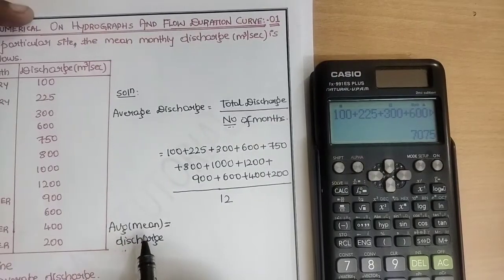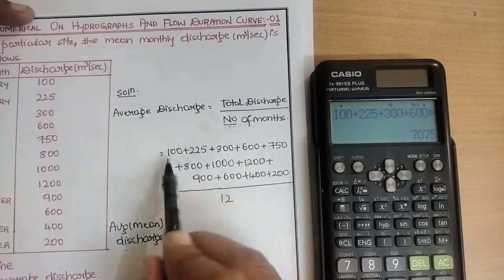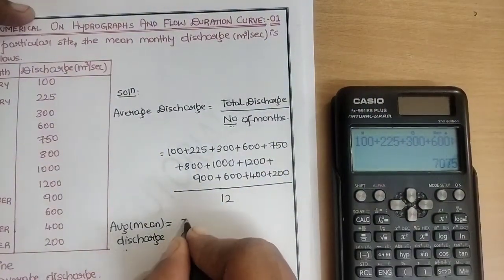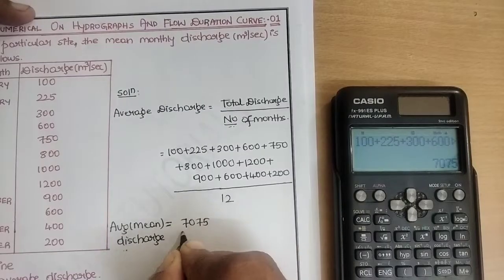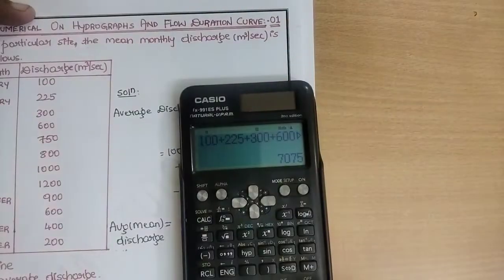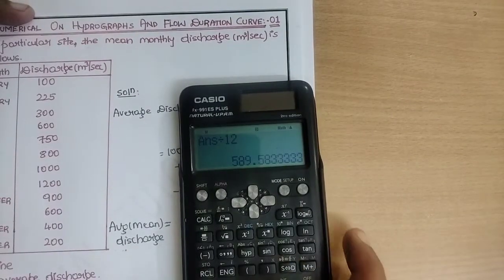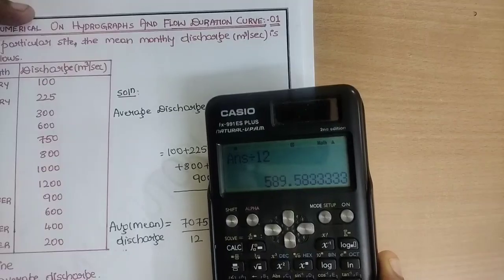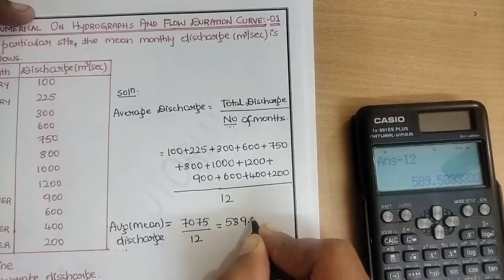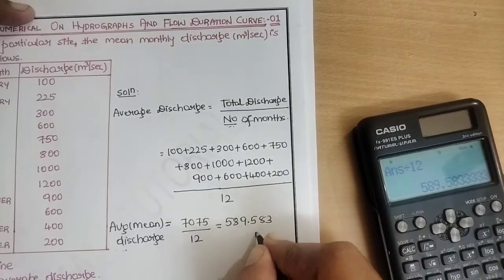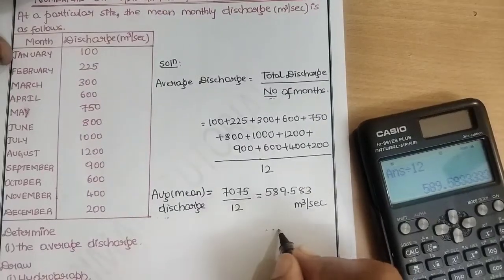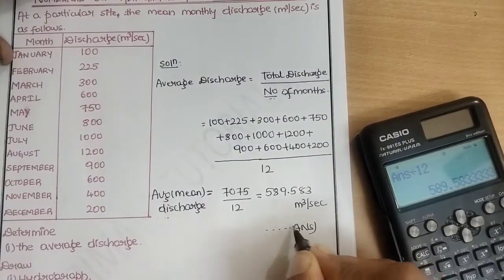The value of average or mean discharge is equal to, if we add all the values, we get the value as 7075. This is the amount of total discharge divided by number of months. Number of months is equal to 12 as it is. So the answer divided by 12, we will get 589.583 meter cube per second. So this becomes the first part of the answer, that is the average discharge.